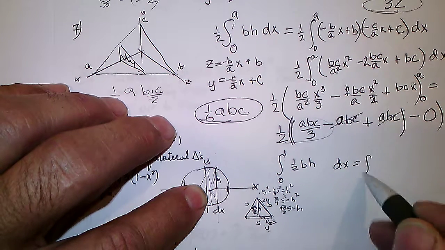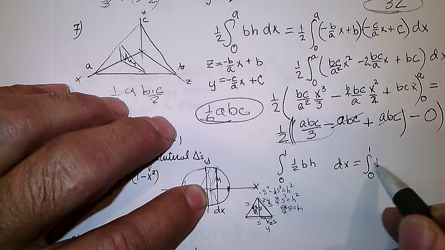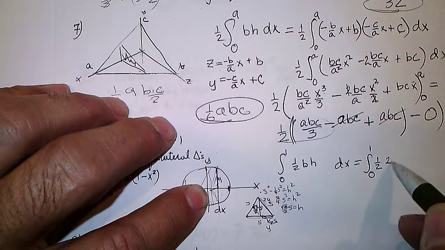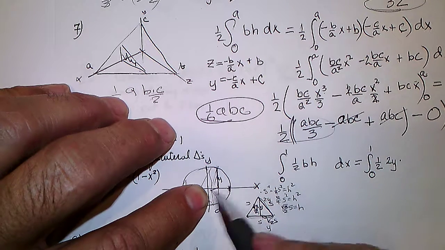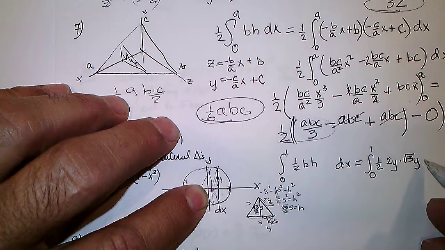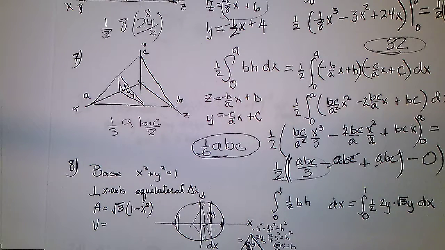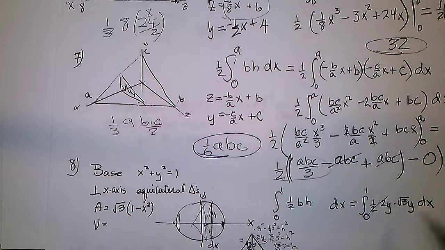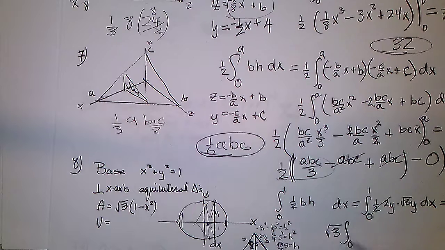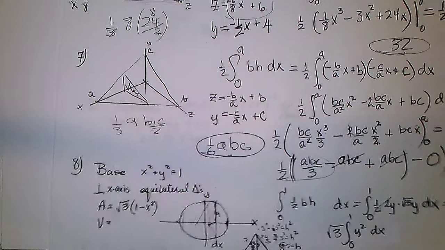So I have from 0 to 1 of 1/2 times the base, which is 2y, times the height, which is square root of 3 y, dx. All right, let's clean this up. The halves cancel. The square root of 3 can come out, so I've got the square root of 3 integral from 0 to 1 of y squared dx.